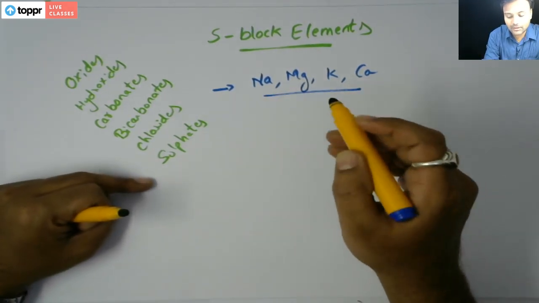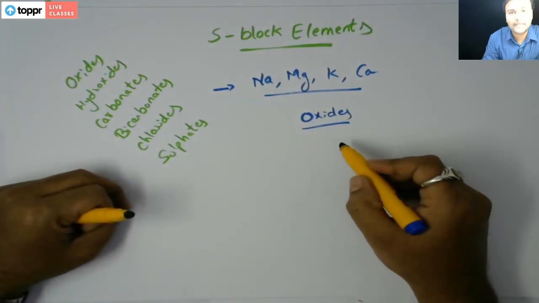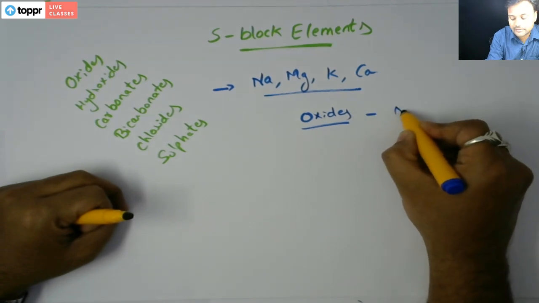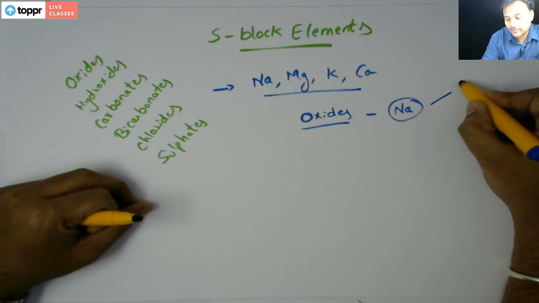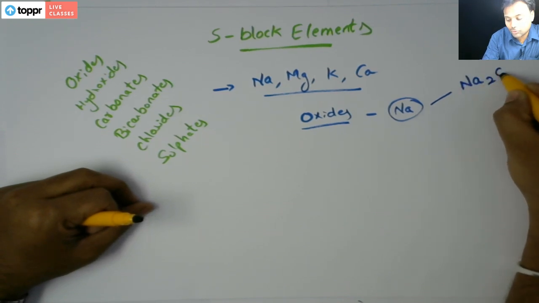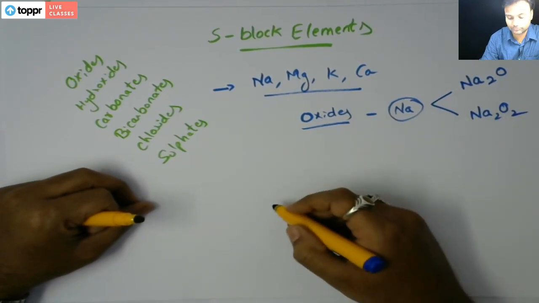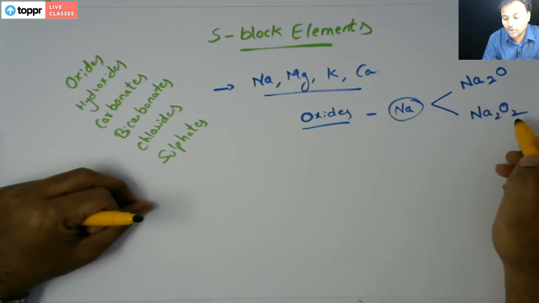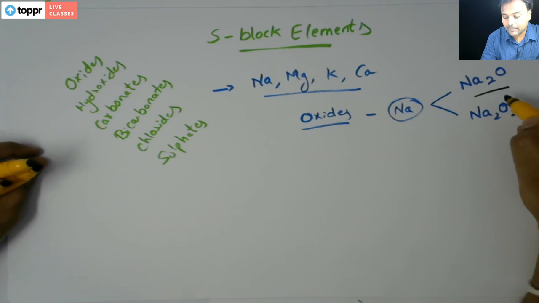Okay, so let's start with oxides. Oxides of, say, sodium. Sodium has two oxides, namely Na2O and Na2O2: sodium oxide and sodium peroxide. You also have sodium superoxide, we'll come to that again. Now see, sodium oxide, and here you have one extra oxygen, that is sodium peroxide.